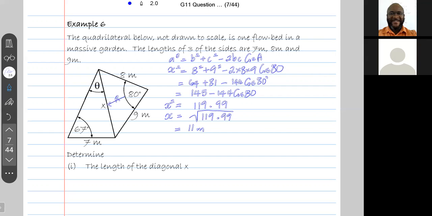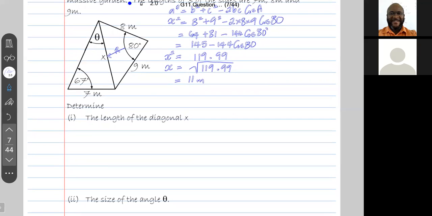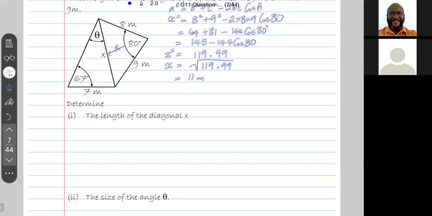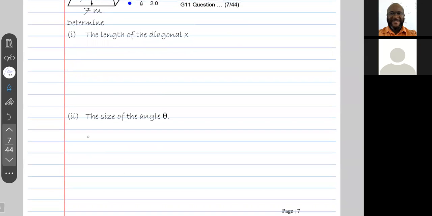Next, we need to find theta. To find theta, I know two sides. I know that x is 11, that bottom side is 7, and I know the angle is 67. And 67 there is a non-inclusive angle. So two sides and a non-inclusive angle is a condition for applying the sine rule. So I'm going to have sine A over A is equal to sine B over B.